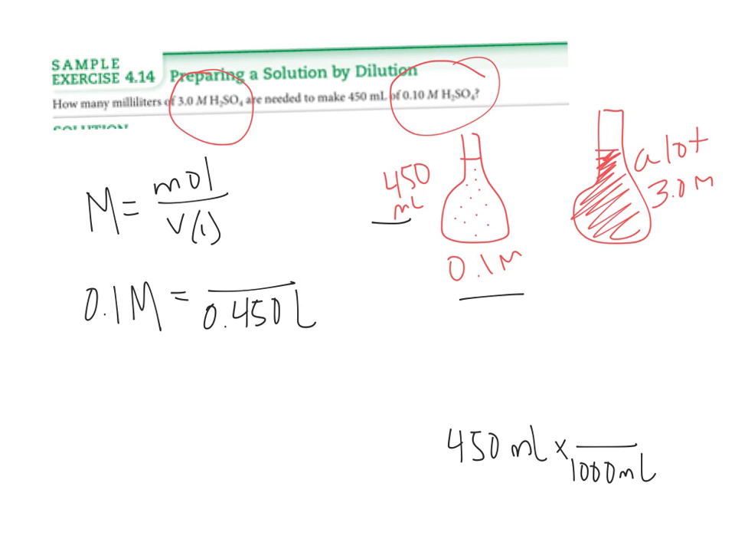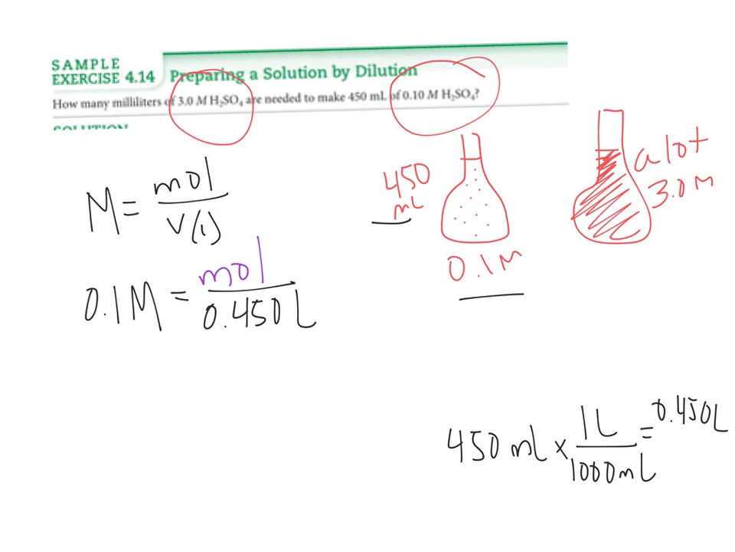There are 1,000 milliliters in 1 liter. That gives you 0.450 liters. So back over here, I have molarity equals moles over liters. Moles. Where are my moles? I don't know how many moles I have in here. But if I could find out how many moles I have in here, then I could just take those moles out of here and put them in here and add water.